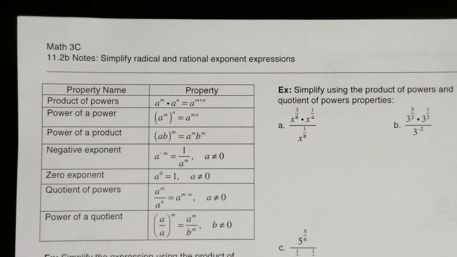Alrighty, today we're going to simplify radical and rational expressions. It's the second half of our 11.2 notes. We split it up because when we did 11.1a, we were just dealing with whole numbers. And now with 11.2b, we're going to deal with those fractions and converting things to radical or exponential notation. So we're totally fine with this. The rules are the same, okay?